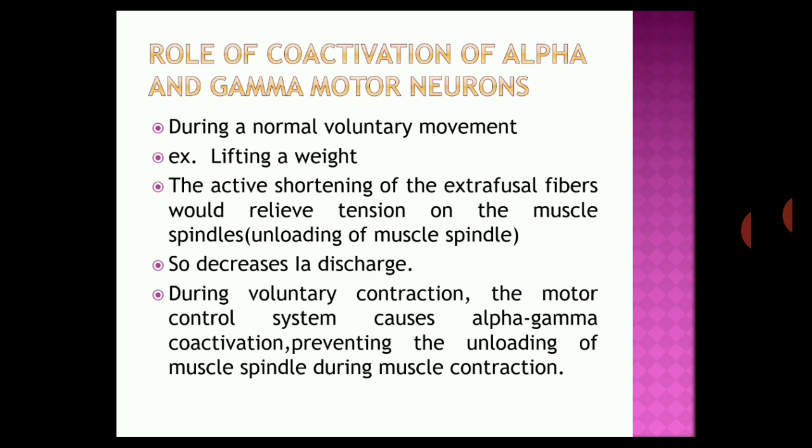Now, role of co-activation of alpha and gamma motor neurons. During normal voluntary movement, for example lifting a weight, active shortening of extrafusal fiber would relieve tension on the muscle spindle, meaning unloading of the muscle spindle because of slacking of the spindle. So there is a decrease in primary discharge to the spinal cord, and during voluntary contraction, the motor control system causes alpha-gamma coactivation and prevents this type of unloading of the muscle spindle during muscle contraction.